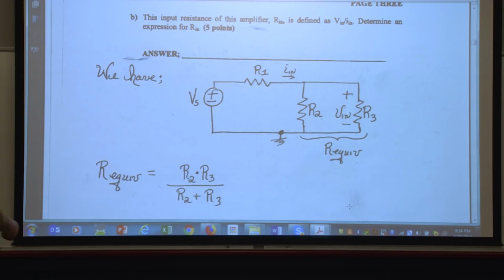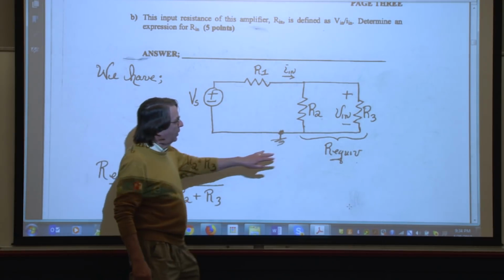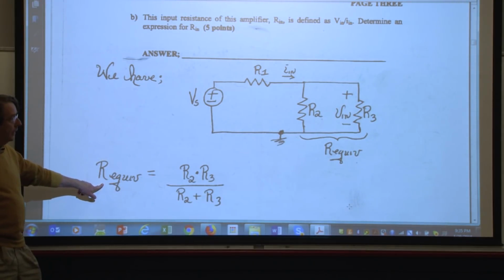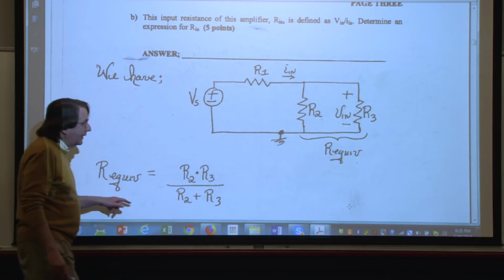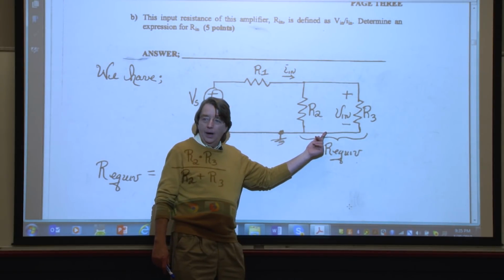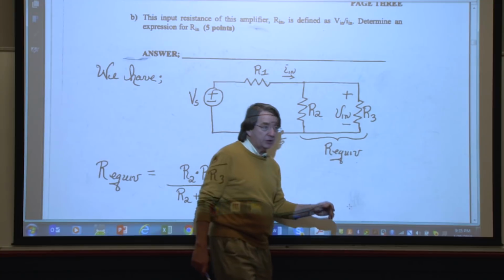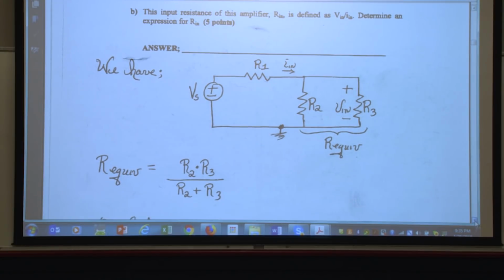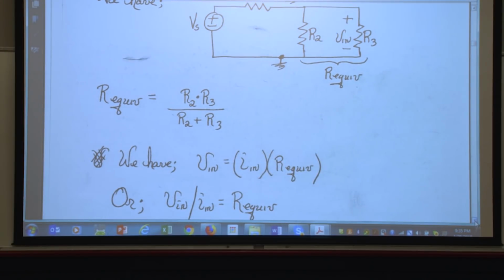So, my colleagues, I now determine REQ, product over the sum. What I now have is not two resistors, but one. I think I can now find an expression for V in easily. So let me see, there's a couple of ways of doing this. We now have V in equals I in times REQ.